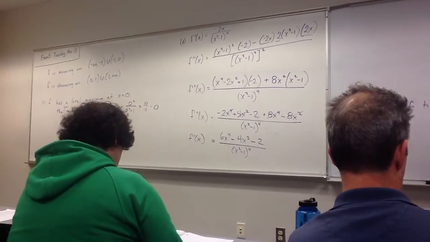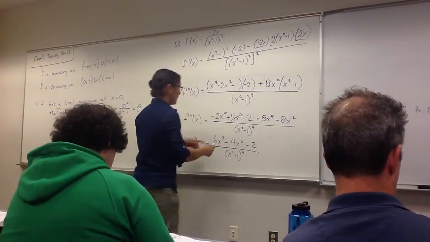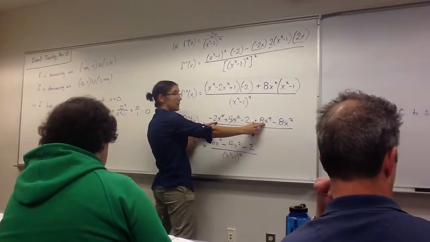Jennifer? 8x to the fourth minus 8x squared? 8x to the fourth minus 2x to the fourth. Oh, okay, okay.